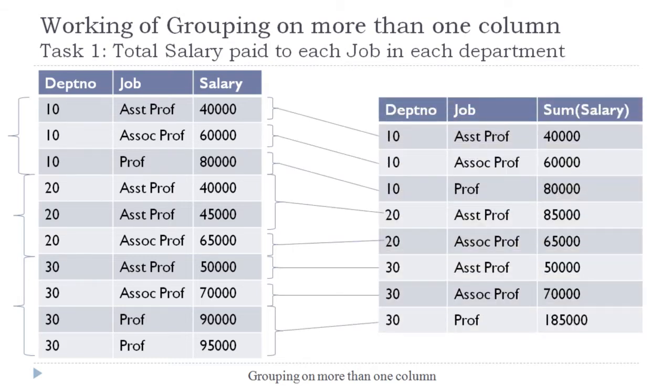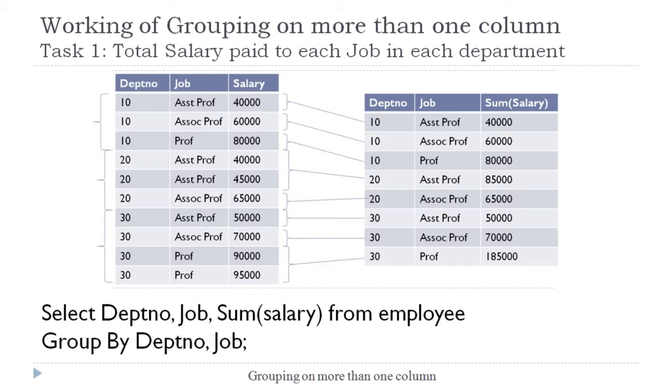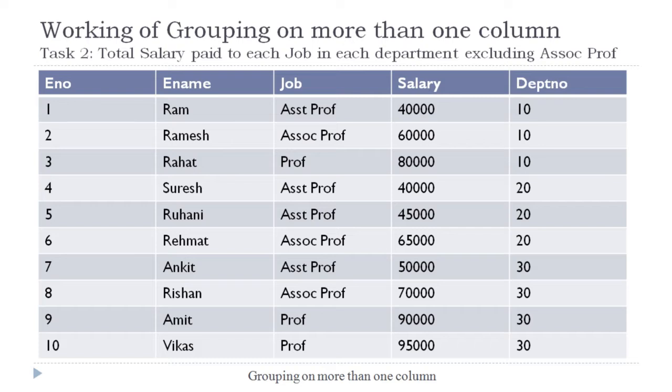After creating these subgroups, a sum salary function will be applied to each subgroup to display its corresponding total salary as shown here. The query to perform above task is select department number, job, sum salary from employee, group by department number, job. Here in group by clause we have specified 2 columns, department number and job. It means that first grouping is performed on department number and then within each department number grouping is performed on job field.